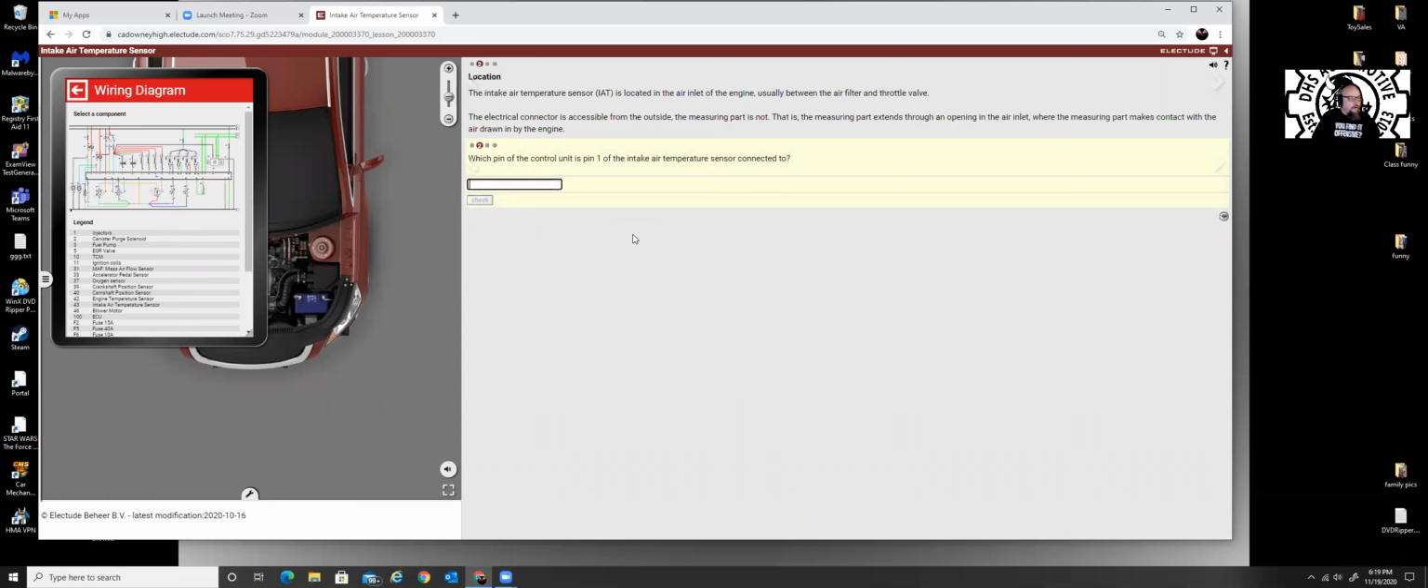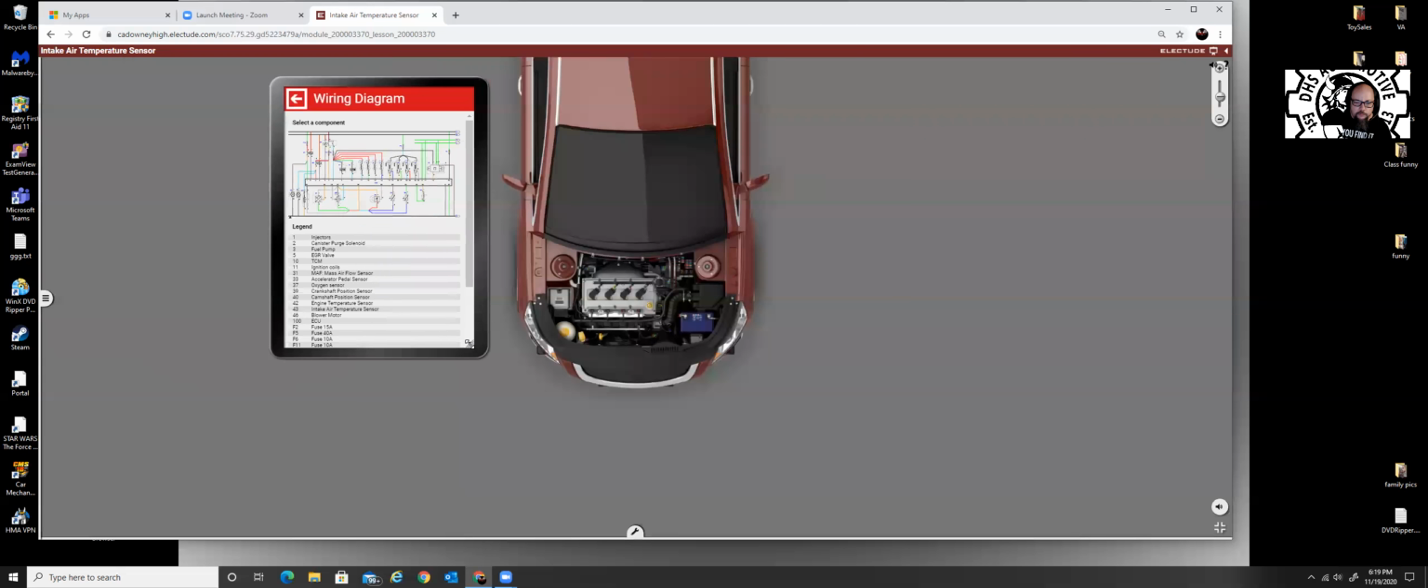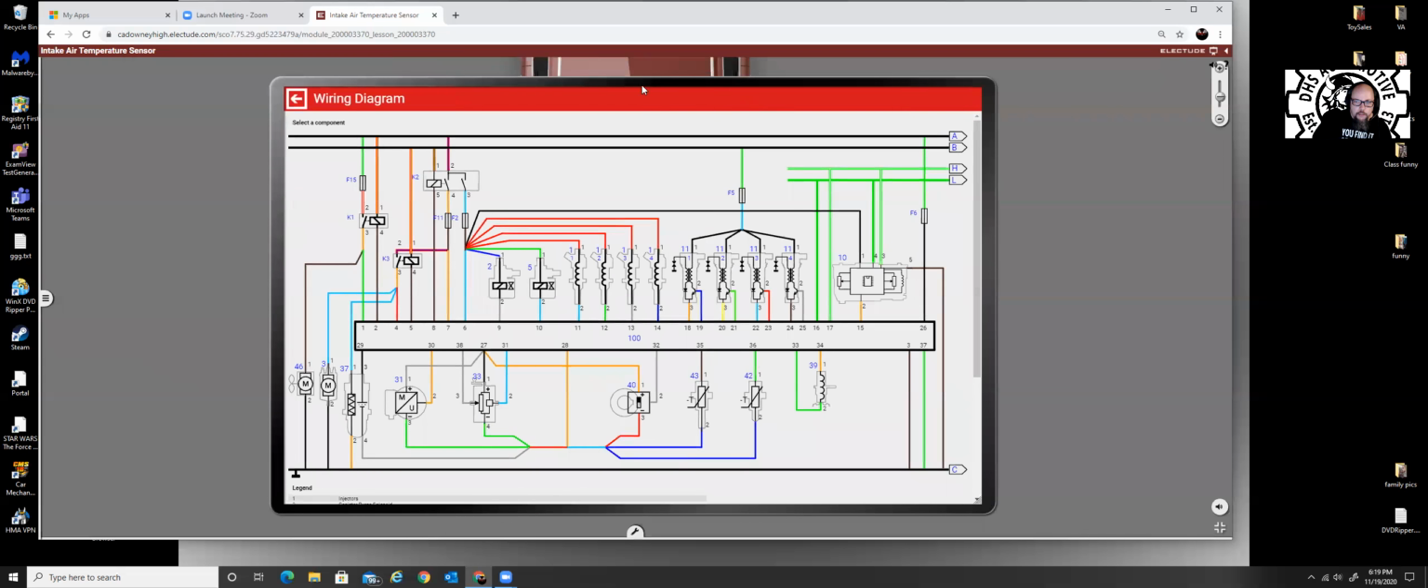Which pin of the control unit is pin 1 of the intake air temperature sensor connected to? Which pin of the computer is pin 1 of the air intake temperature sensor connected to? Meaning, what pin of the control unit shares a wire with pin 1 of the air intake temperature sensor? So once again, expand this, stretch this bad boy out so you can look, okay?